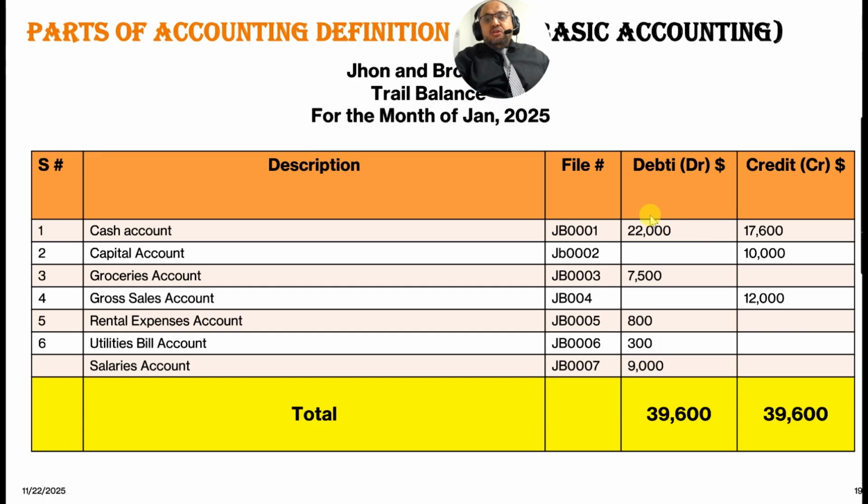Remember this one: write the total of the debited amount in the debit column and the total of the credited amount in the credit column for any account, like capital, groceries, gross sales, rental expenses, utility bill expenses. In the same way, write the debit in the debit column and the credit in the credit column.